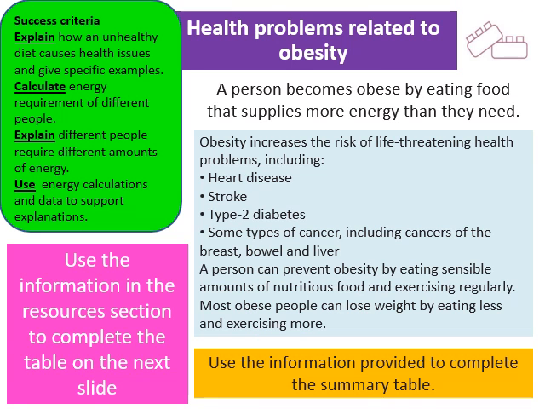Okay, so obesity increases the risk of some life-threatening health problems, including heart disease, stroke, type 2 diabetes, and certain types of cancer. Now, using the information provided in the resources section, so you'll have to skip to the other document, I'd like you to complete a summary table for me. There is a summary table for you on the next slide to help you out. I'd like you to go through some of the health implications for each one, any factors that contribute to getting that disease, and any advice that you could give to someone with that problem to help them improve their health.